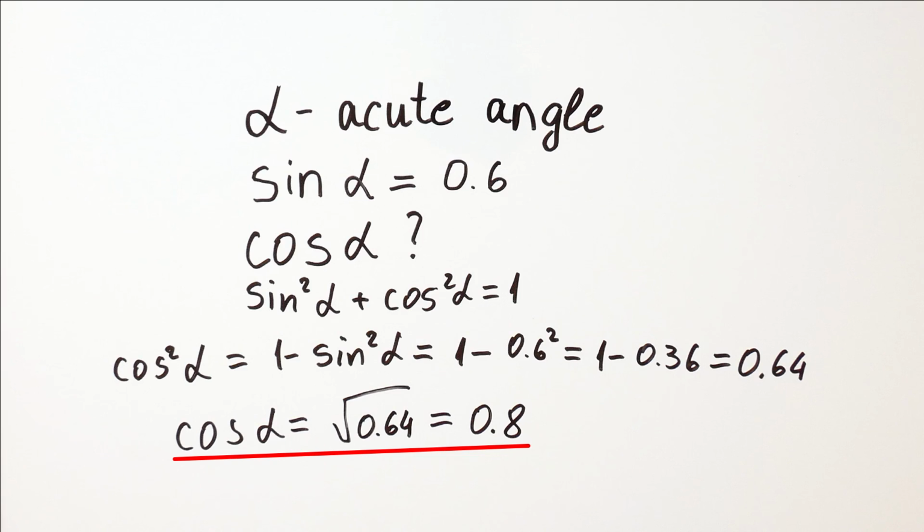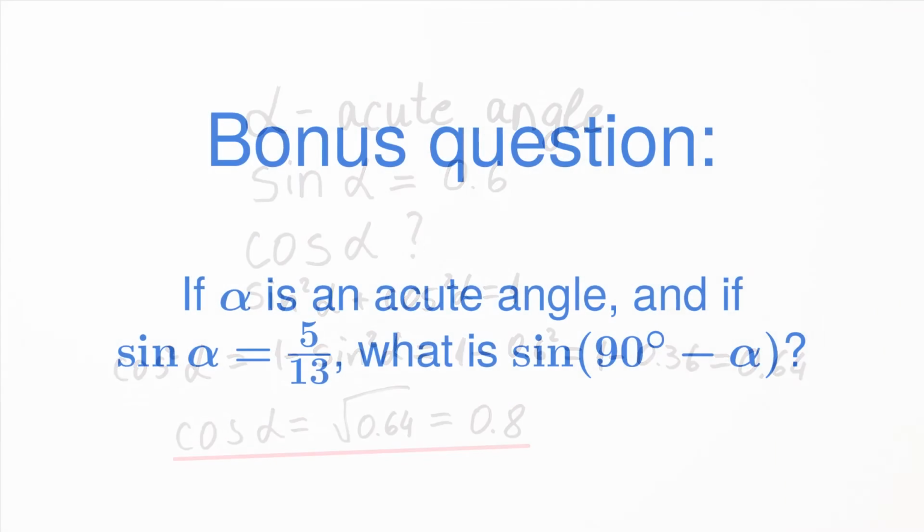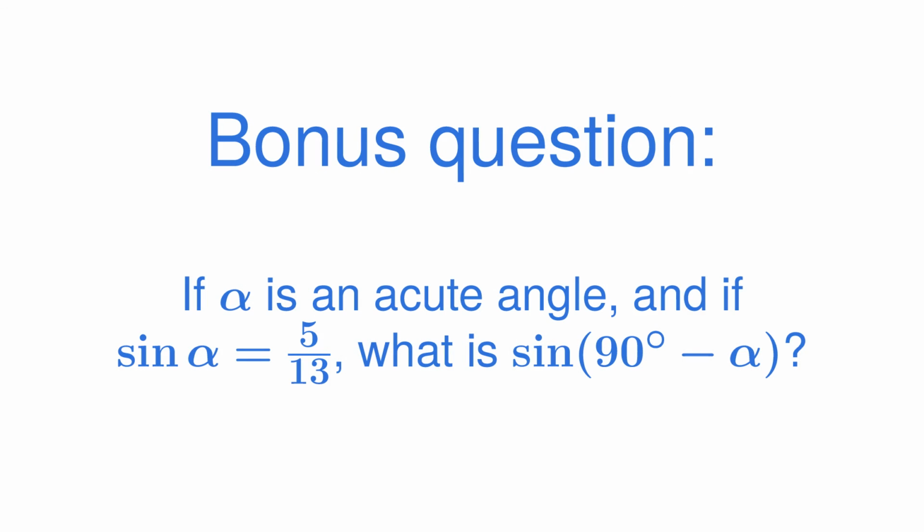With that in mind, I leave you with this question. If alpha is an acute angle and if the sine of alpha is equal to 5 over 13, what is the sine of 90 degrees minus alpha?